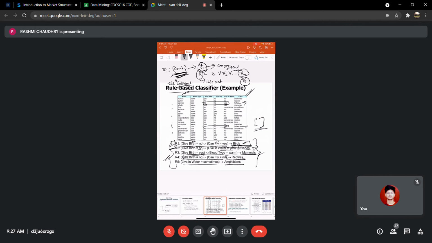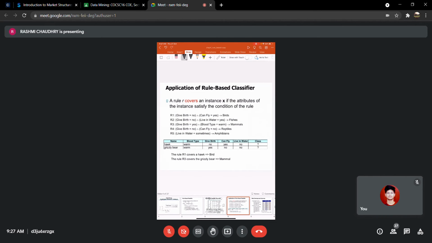So I can say that a rule R covers an instance X if the attributes of this instance satisfy the condition of the rule. If you observe these two, let's assume this is the set of rules given to you. Now you have to find out, for this particular data set where hawk is given, what the class is. So what will we do? We will find out which one is matching.